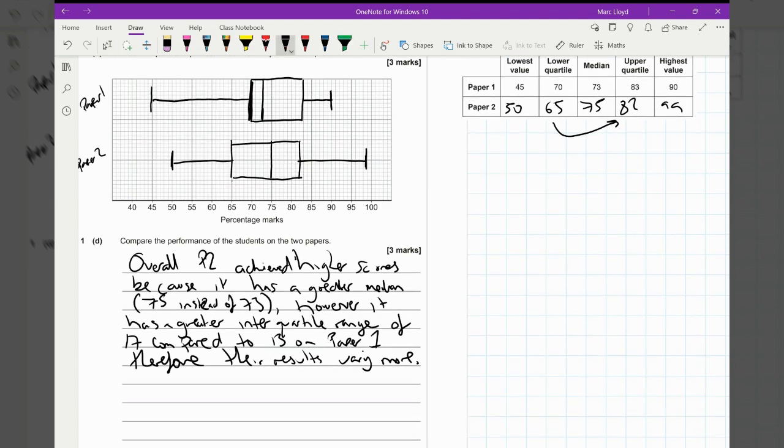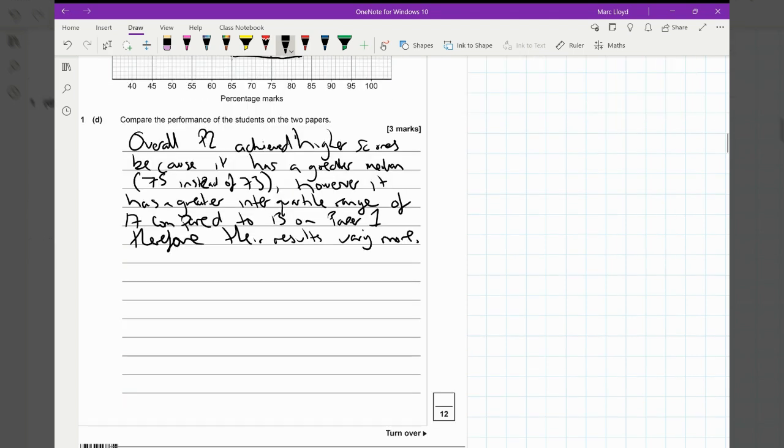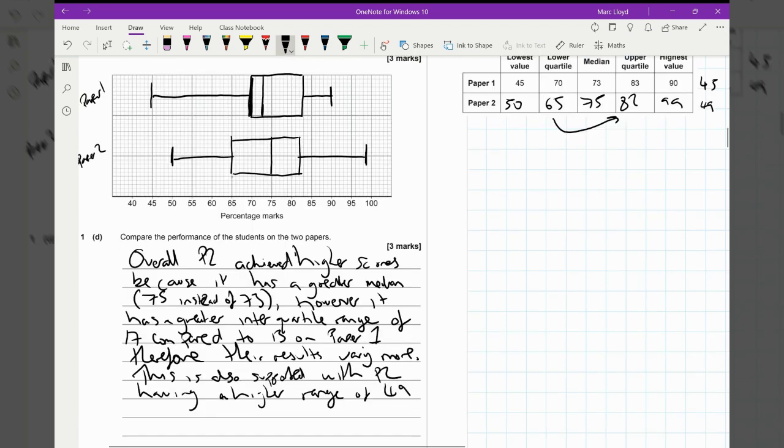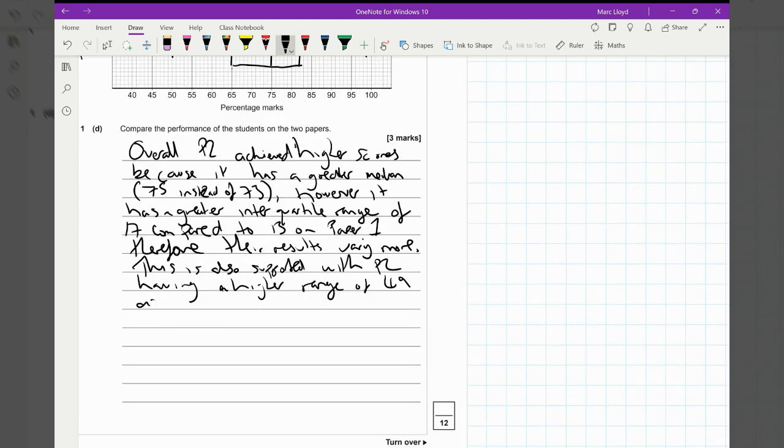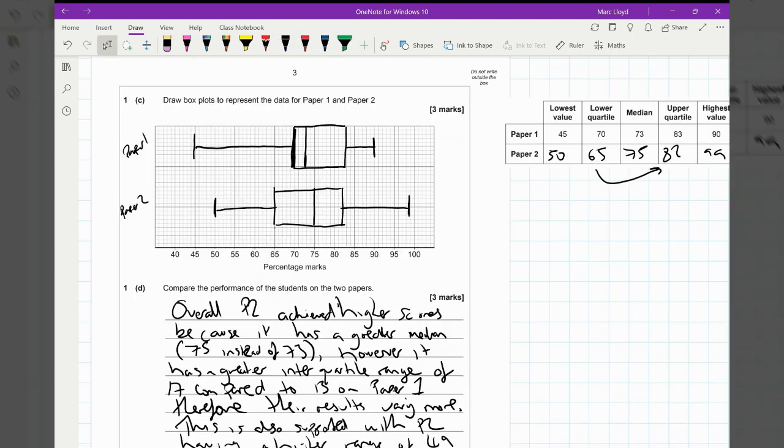Paper 1's got a range of 45, paper 2's got a range of 49. So I'll say this is also supported with paper 2 having a higher range of 49. That was 49, wasn't it? Yep. As opposed to 45. That's great. Right, just before we go, because I think that's part D done.